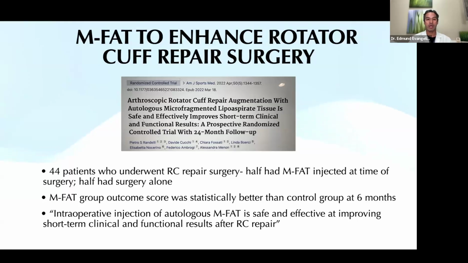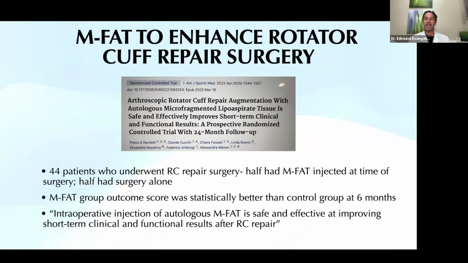So this was a randomized controlled trial published in April 2022 in the American Journal of Sports Medicine, where they treated 44 patients with rotator cuff repair surgery. Half of those patients had MFAT injected at the time of surgery, and the other half had surgery without the MFAT injected. They found that the MFAT group outcome score was statistically better than the control group at 6 months, indicating faster healing in these patients.